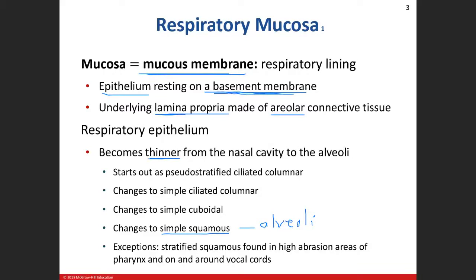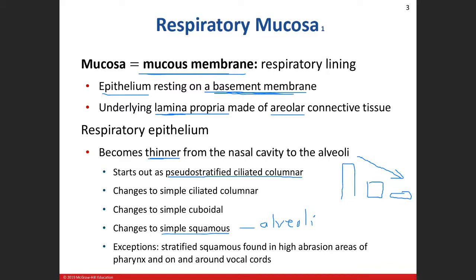Up in our nose and our upper pharynx, it's made up of pseudostratified ciliated columnar epithelium. Columnar cells are nice and tall, cuboidal cells are a little bit shorter, and squamous cells are really short. So we're going to transition down this way, starting off with the pseudostratified ciliated columnar. Why do we need cilia? What's the point of it? To move. What's it moving?